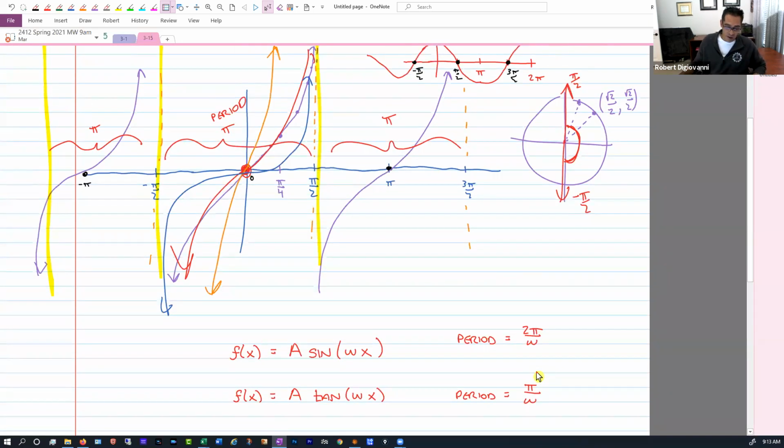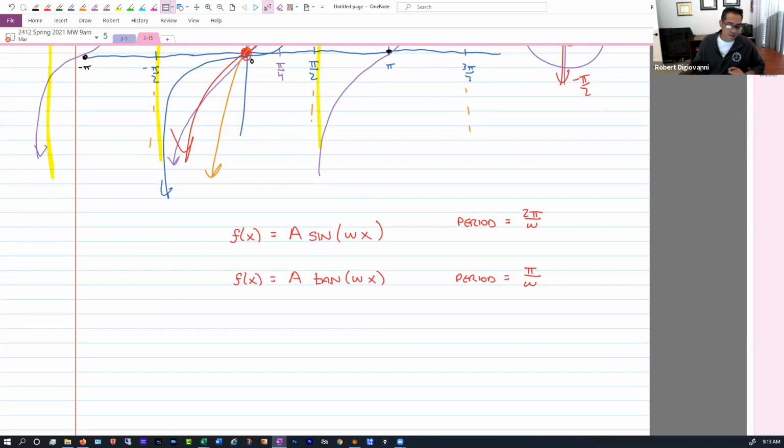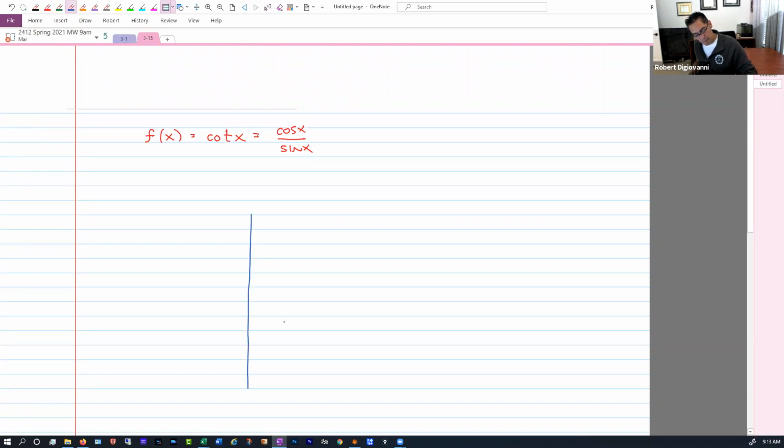Let's look at cotangent. All right, so cotangent is very, very similar to tangent. The reason it's similar is because cotangent, the definition, is the reciprocal of tangent. So instead of sine over cosine, it's cosine over sine. And I'm going to try and graph this one without going through as much work as I did last time. So can somebody tell me where I would have vertical asymptotes?